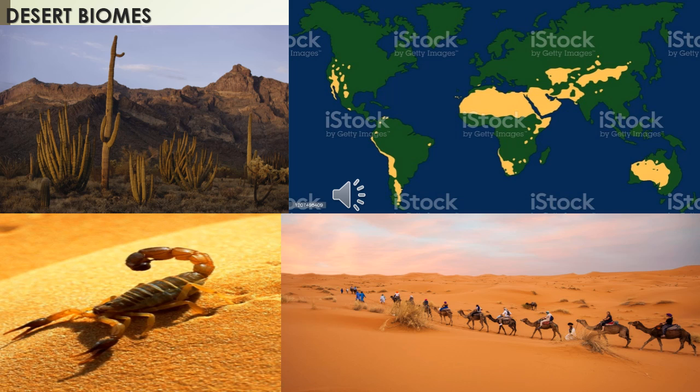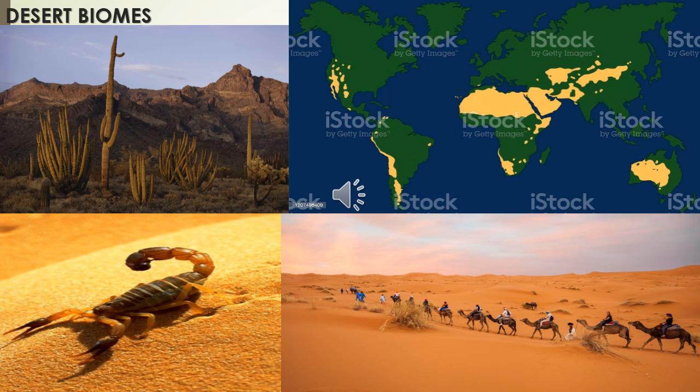The tribal people who live in this region practice food gathering and hunting. That is the main occupation of the desert biome people. They move their temporary settlements frequently in search of pasture, that is, the food for their cattle.